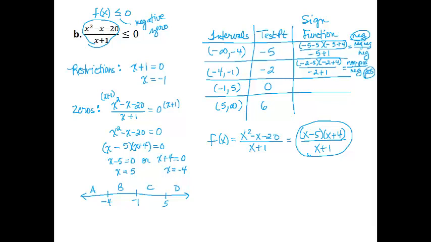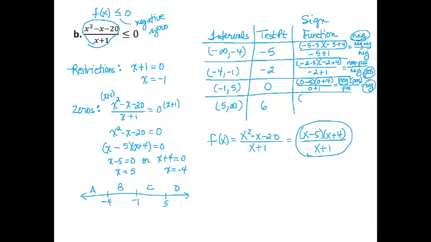If we plug in 0, we get 0 minus 5 times 0 plus 4 divided by 0 plus 1. 0 minus 5 is negative. 0 plus 4 is positive. And then we have a positive in the denominator. So a negative times a positive divided by a positive is negative.